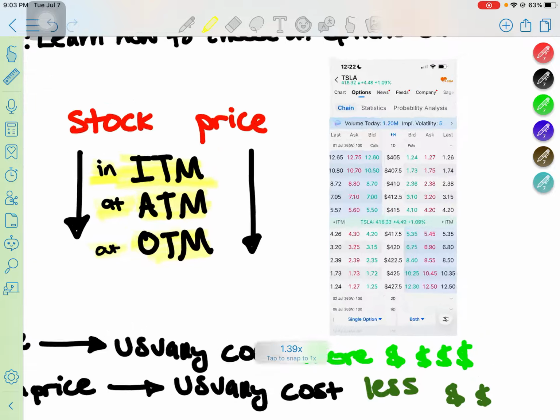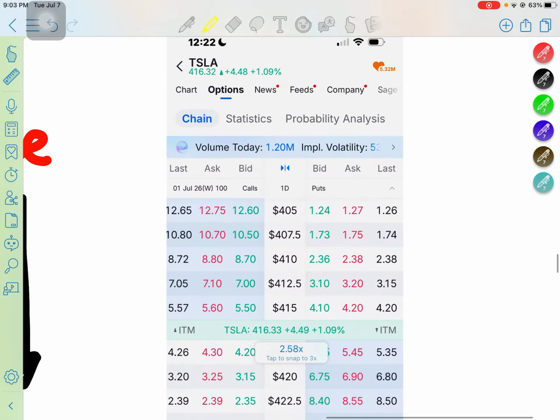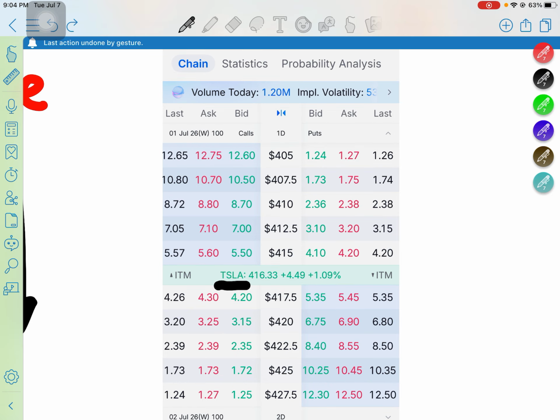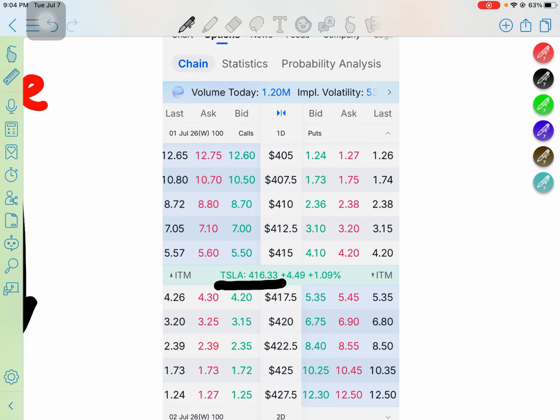So if we look at this Tesla screenshot we have here, if you don't know how to get to this screen, make sure to watch the previous video on my channel, and I show you exactly how to navigate Webull to get to the options chain. So now that we're on the options chain screen, I'm going to show you the actual stock price. Right now, at the time of this screenshot, Tesla is trading at 416.33. We have been using Tesla as the example for the previous videos as well and the future videos so that everything makes sense. So this is where the stock is trading right now.